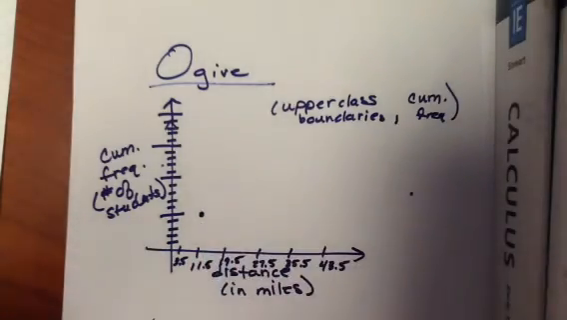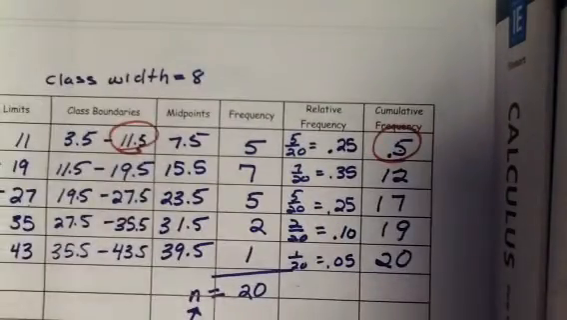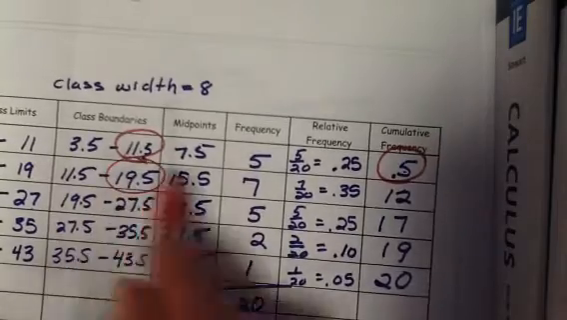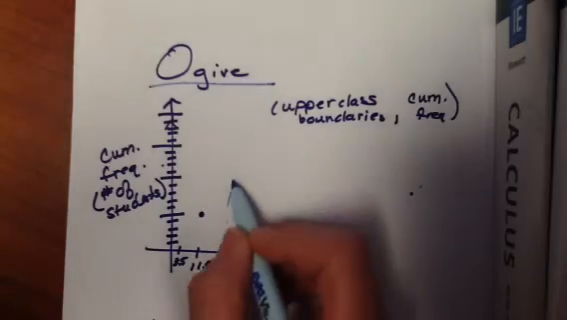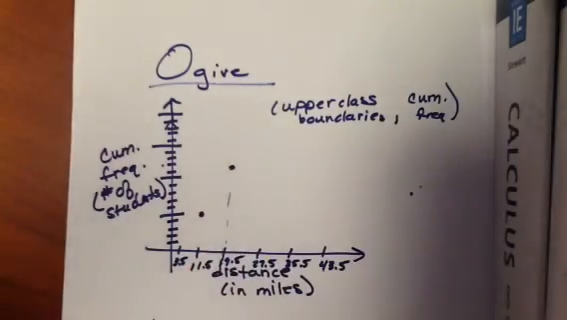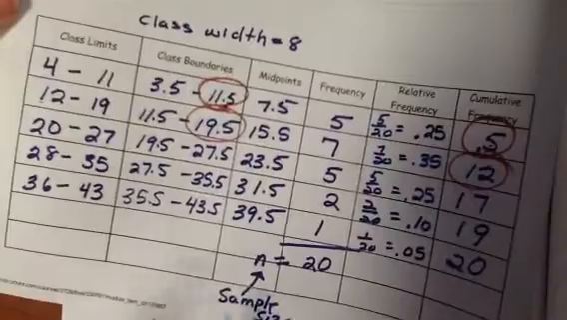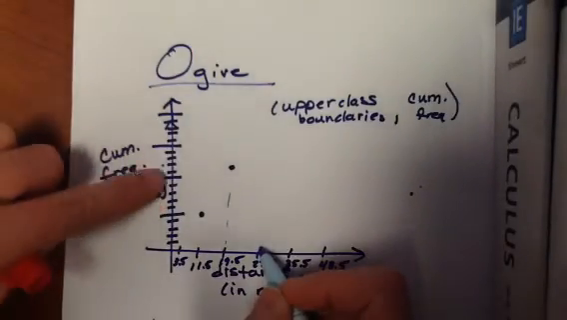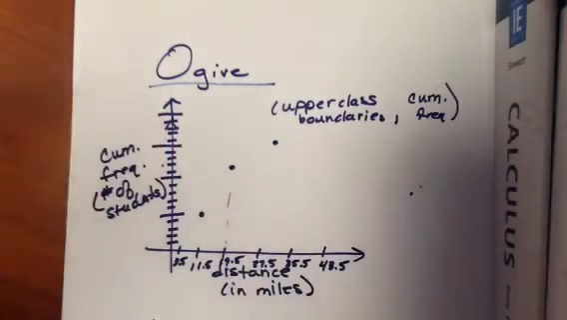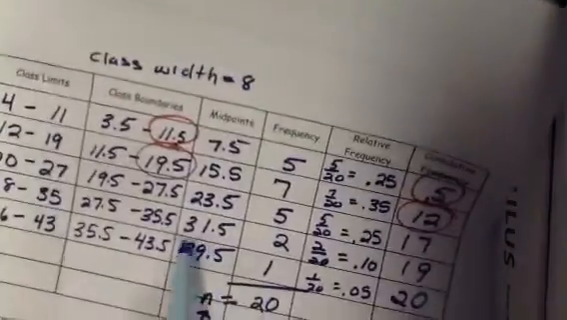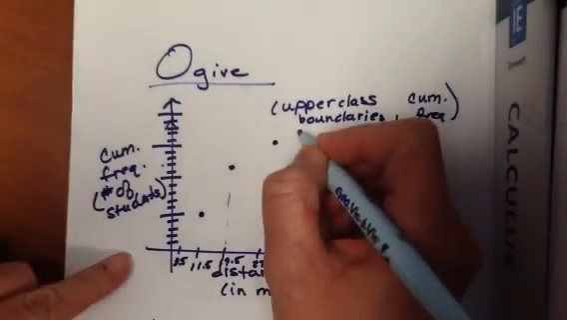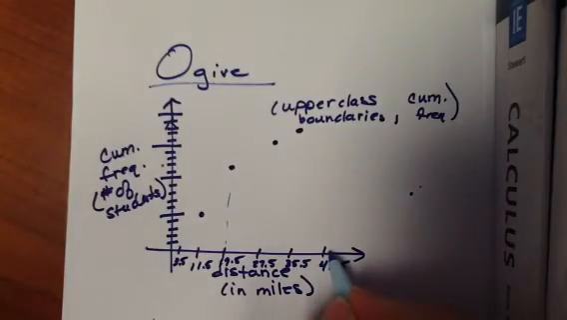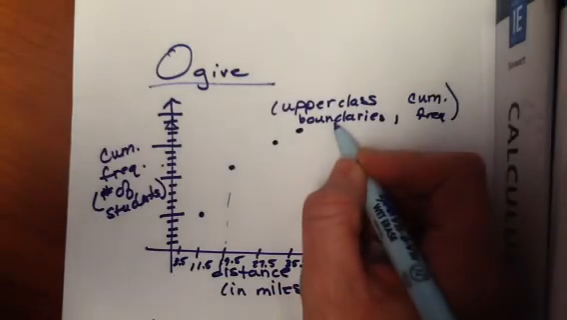So again, my first point was 11.5, upper class boundary, cumulative frequency. 11.5 up to 5. Plot a point. The next point will be 19.5 up to 12. Point. 27.5 up to 17. 35.5 up to 19. And 43.5 up to 20.